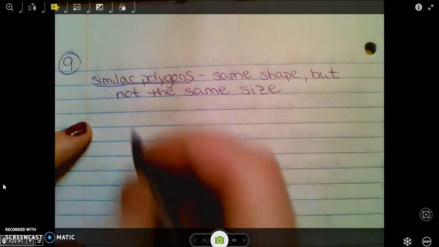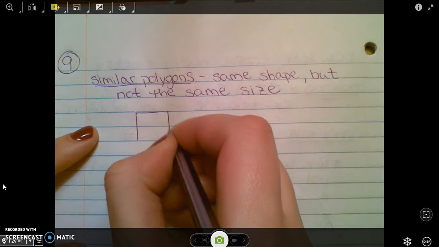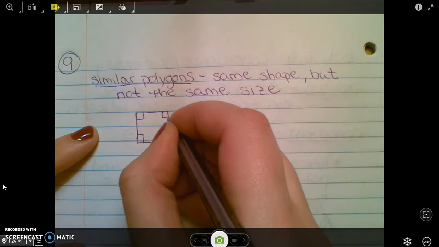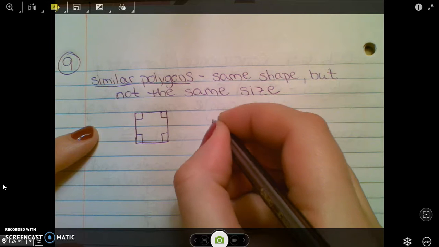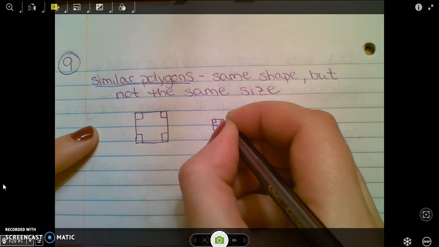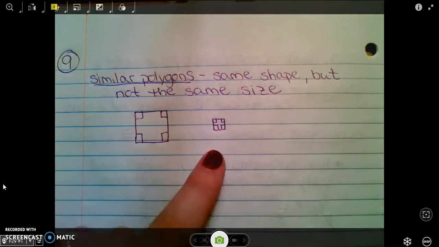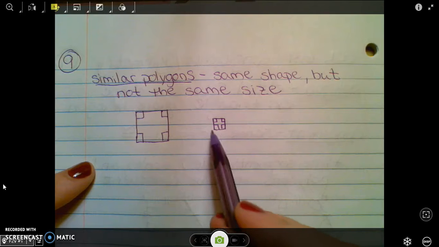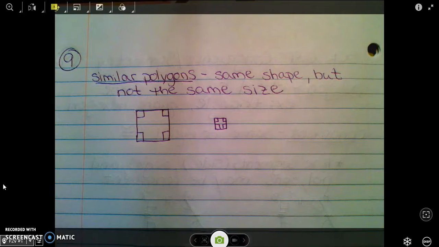So for example, and I will do my best to draw these accurately, I'm going to try and draw 2 squares here. This first one, of course, is going to have 4 right angles. And I'm going to draw another square next to it. This square is much smaller. It still has 4 right angles, but the sides of each are not congruent to one another. Within the shape, my sides are congruent, but not between the shapes.